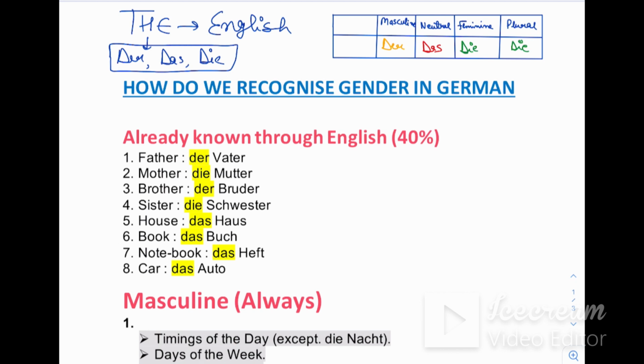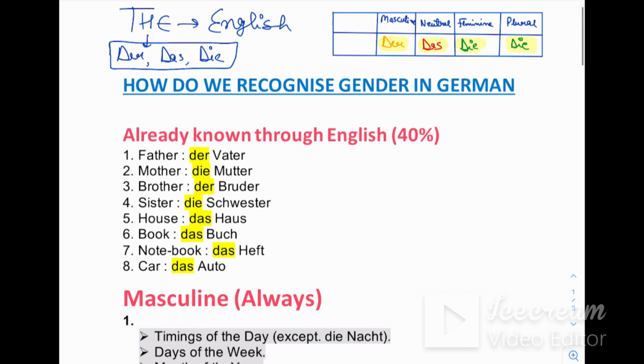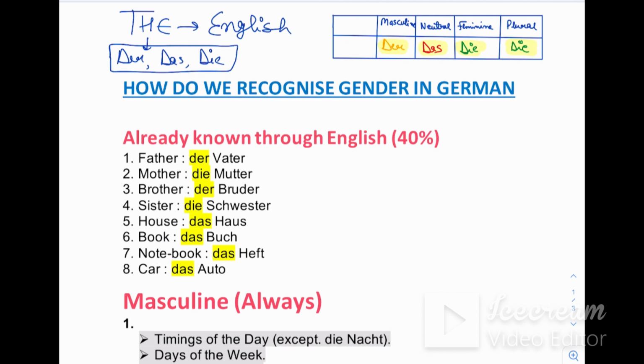For example, as you progress through A1, then A2, then B1, then B2, you will automatically come to know the article of a noun, whether it is der, die or das. But still there are some tips and tricks to memorize it, so let's see it. I already told you that masculine takes der, then neutral das, then feminine die, and then plural die. Now what are these tips and tricks?